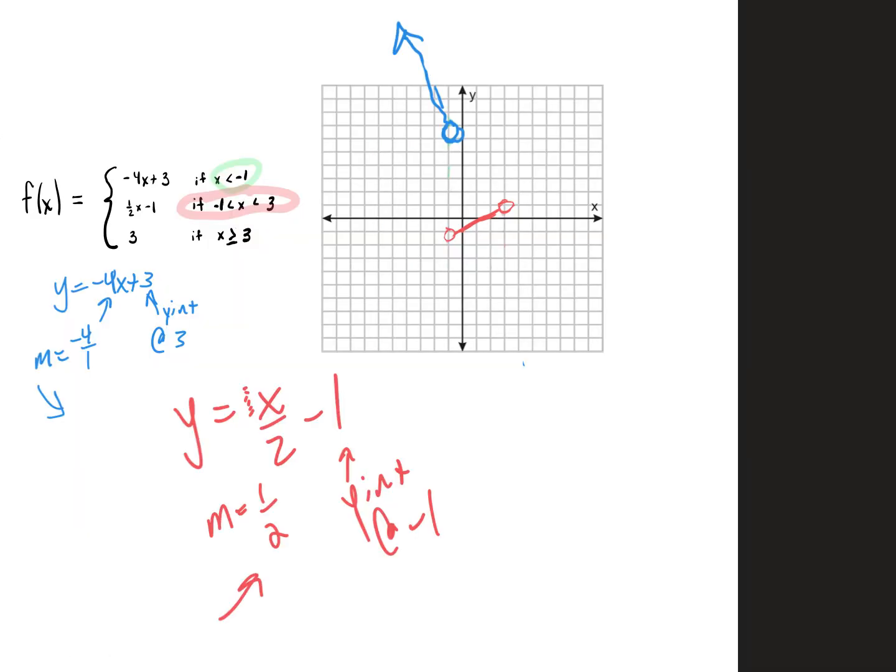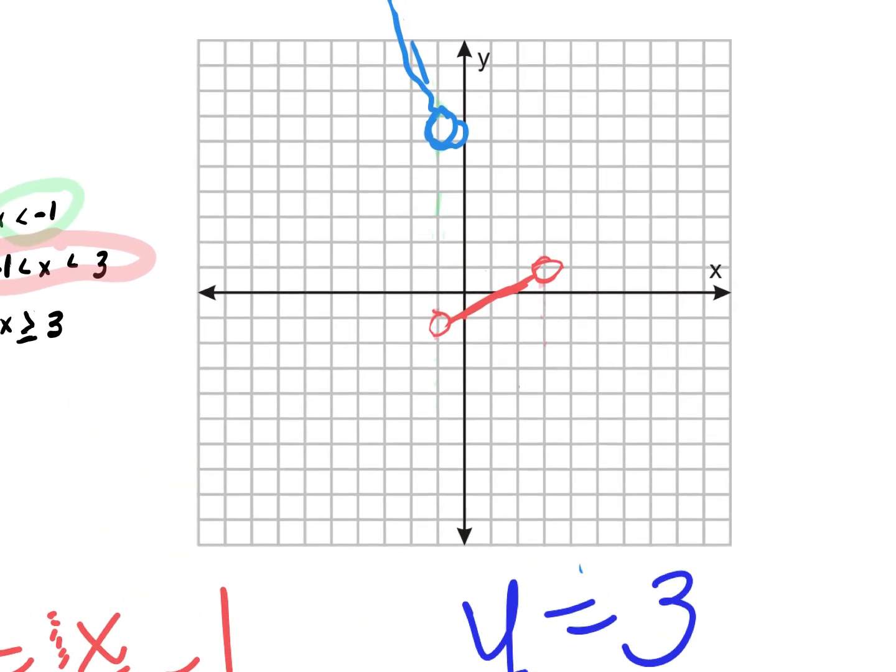All right, this last one can be a little bit tricky. FG got it no problem, but I period had a little bit of an issue with it. Guys, f of x, remember, is a fancy way of saying y. So this says y equals 3. What kind of a line is y equals 3? It's a horizontal line right here. It goes right through where the y value is 3.